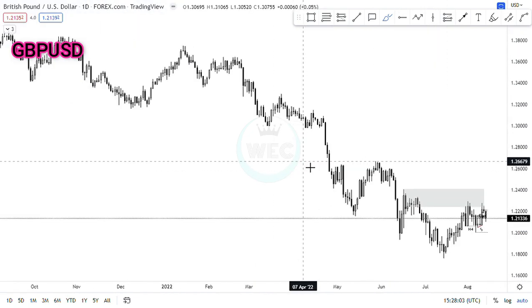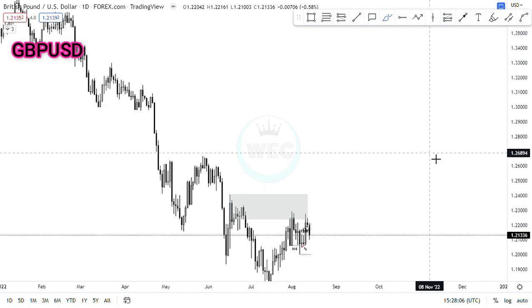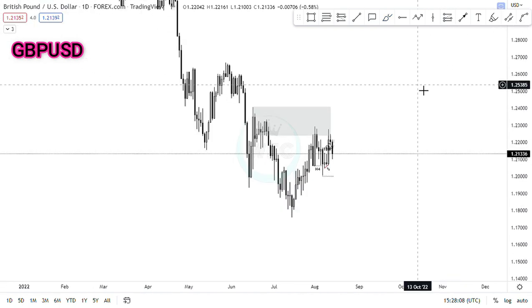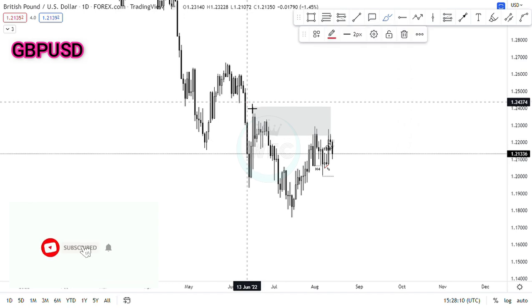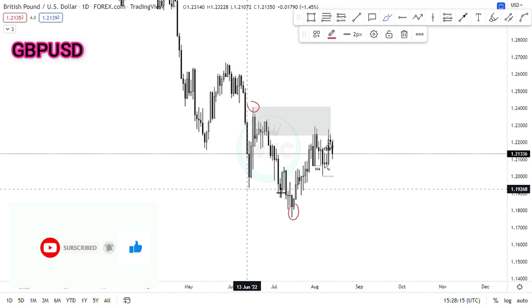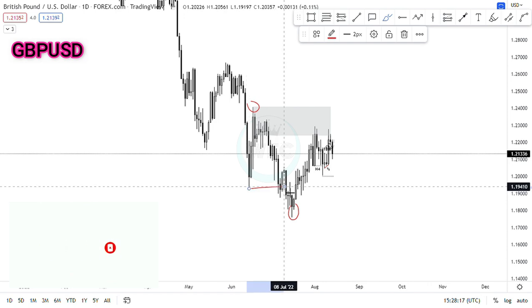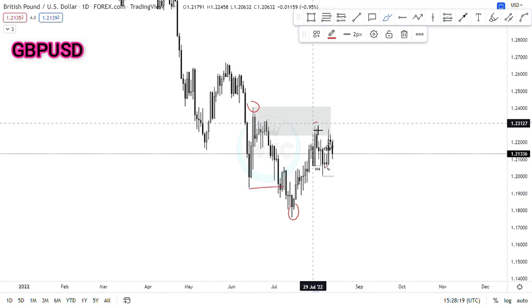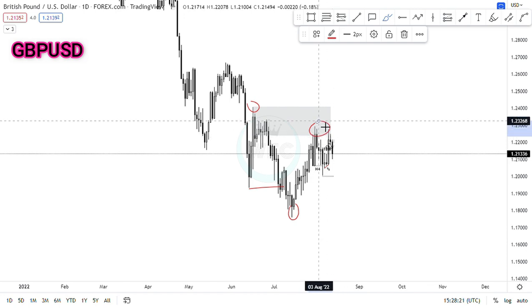So here on the daily time frame, we can see what GBP USD is doing. We can see that we have this high that made this low, so we've broken structure to the downside. So daily is bearish, and we've come back into that daily level of supply.